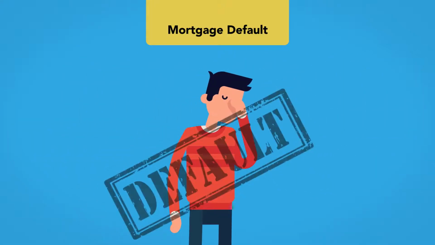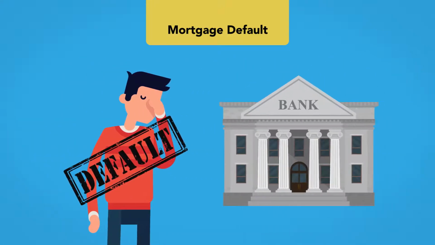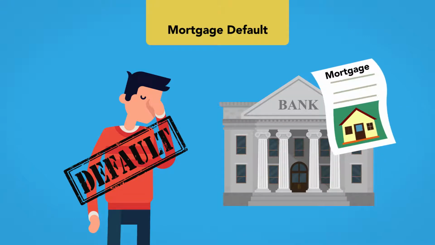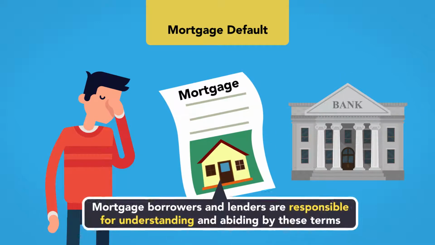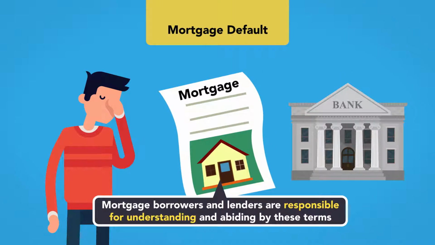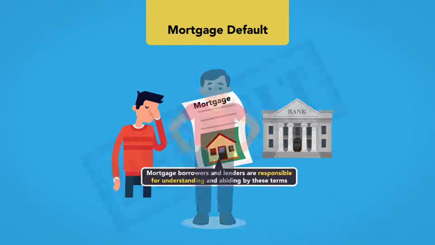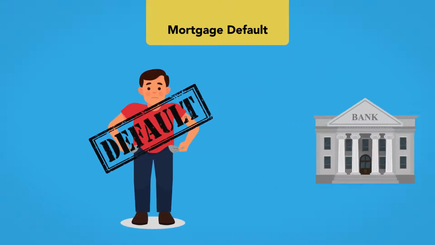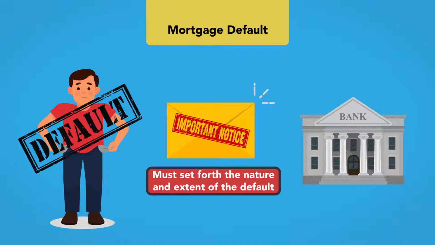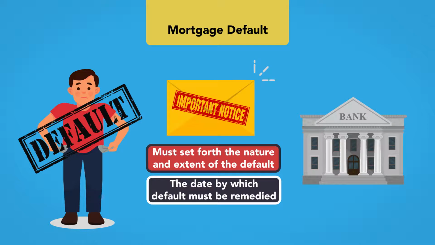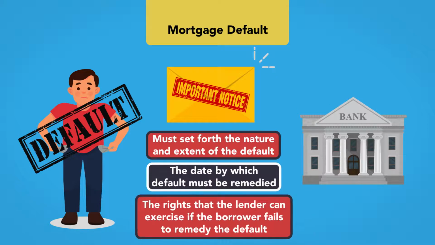When a borrower is in default, the lender may pursue a variety of remedial options available under the terms of the mortgage. Most mortgages include an Events of Default section, which specifies the events and conditions of a default. Just like any other contract, mortgage borrowers and lenders are responsible for understanding and abiding by these terms. Once a borrower triggers a default, a lender must provide the borrower with appropriate notice. The notice must set forth the nature and extent of the default, the date by which the default must be remedied, and the rights that the lender can exercise if the borrower fails to remedy the default.